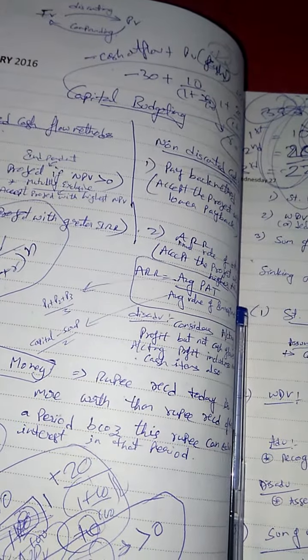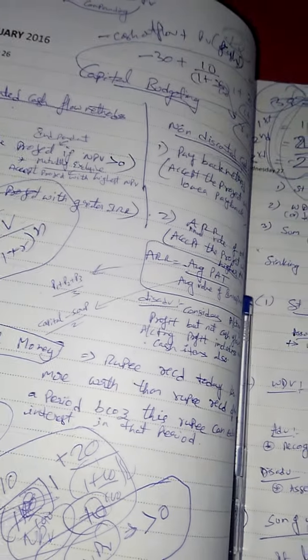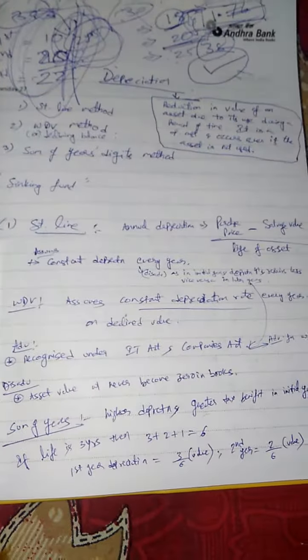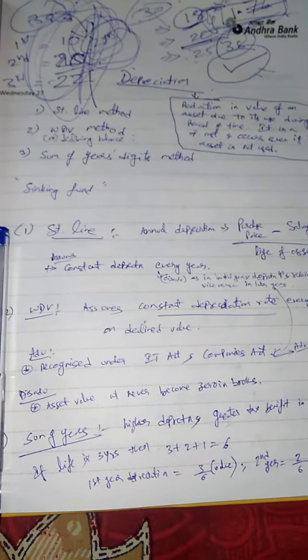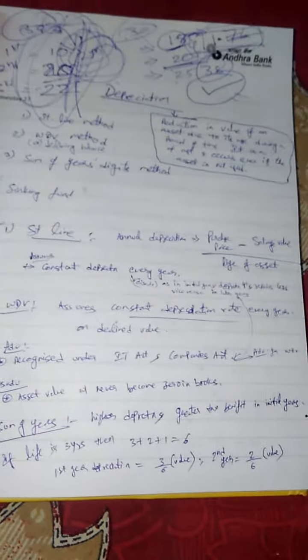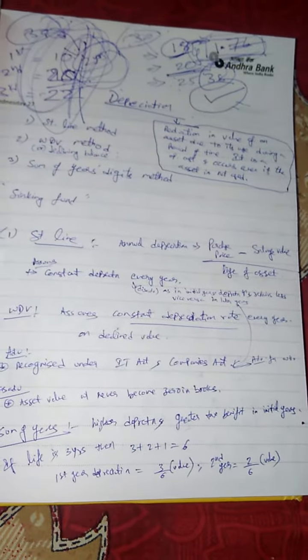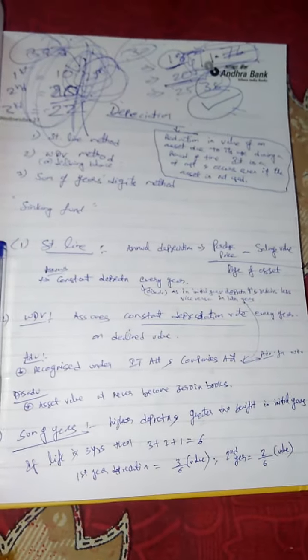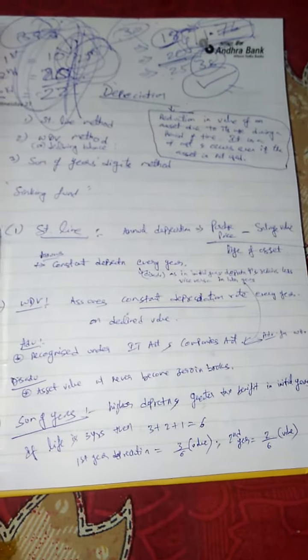That completes our capital budgeting, and then we'll quickly skip into the next topic, that is depreciation. Now what is depreciation? Depreciation is nothing but the decrease or reduction in value of an asset over a period of time on using it or not using it. That is, the value of an asset decreases over a period of time.